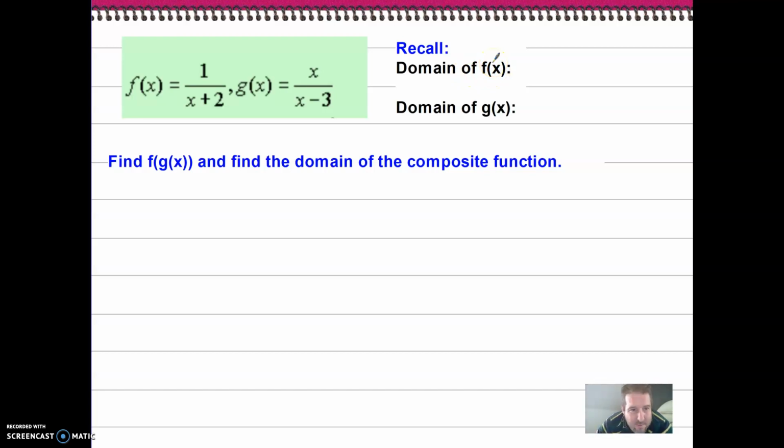Recall the domain of f of x. Okay, so the domain of f of x, these are rational functions. You remember rational functions have both vertical and horizontal asymptotes. The only thing the domain can't be, so it would be the set of all real numbers in which x cannot be negative 2 because of this.